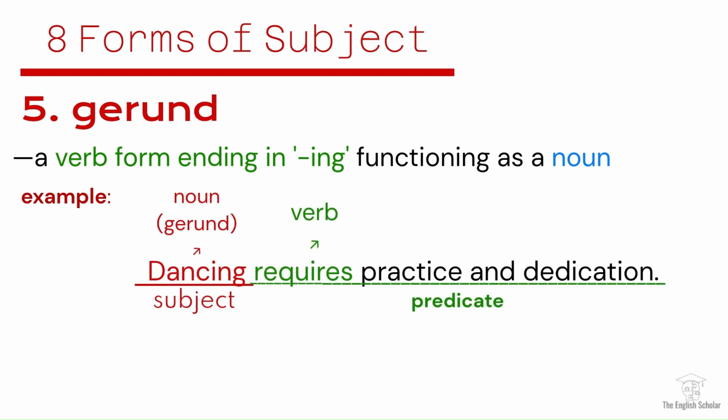Dancing requires practice and dedication. Here, dancing is a gerund and serves as the subject. It represents the activity or action that requires practice and dedication. And it answers the question, what is the sentence about?